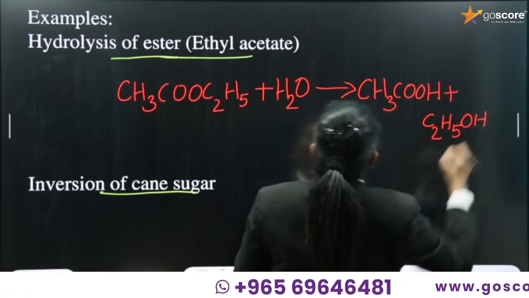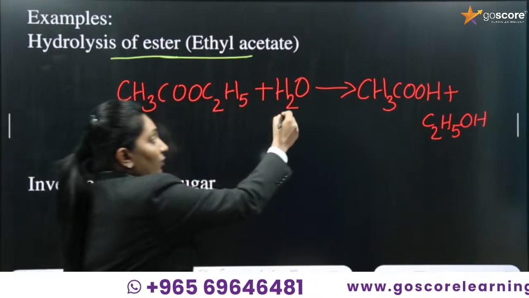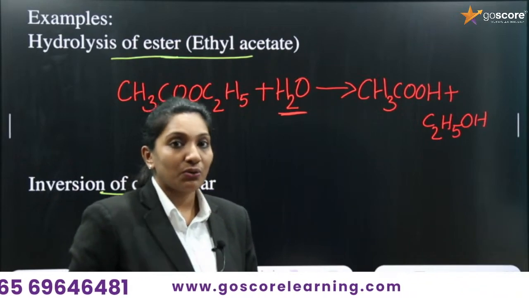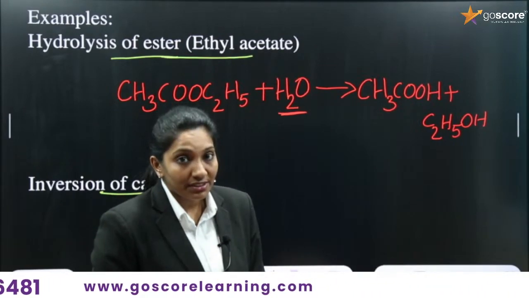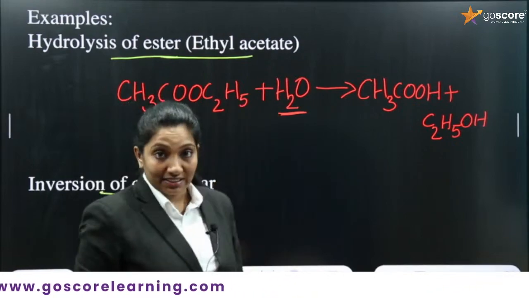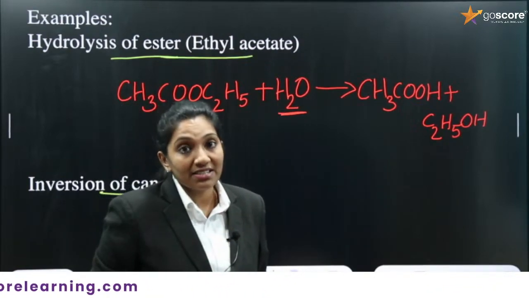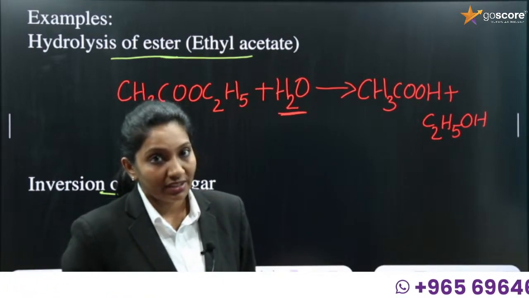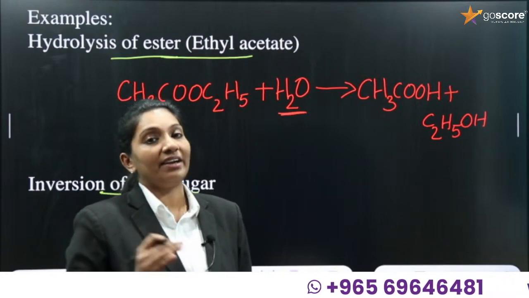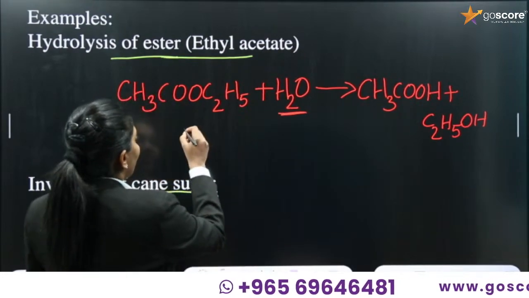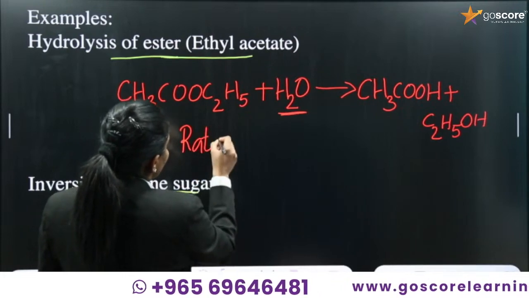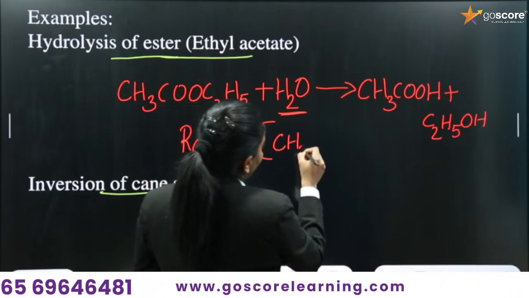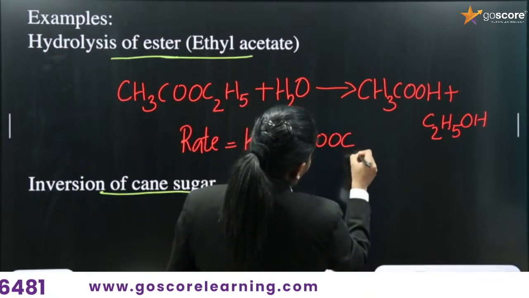Okay, so here the amount, or the concentration, of water will be in excess. So when you compare the change in concentration of water with that of ethyl acetate, its decrease in concentration will be very low. That's why we will not take into consideration the concentration of water while writing the rate law. So for this reaction, you write the rate law: the rate is equal to the rate constant K into the concentration of ethyl acetate.